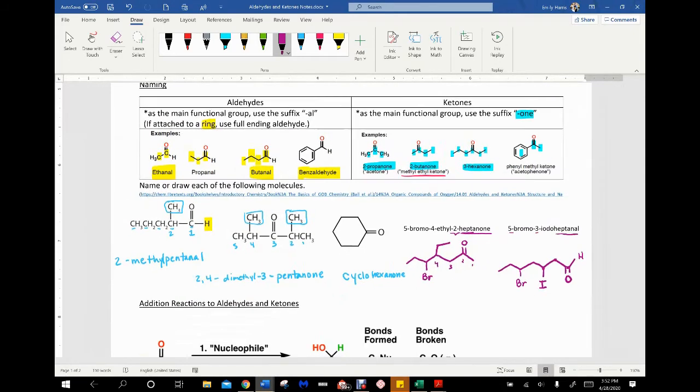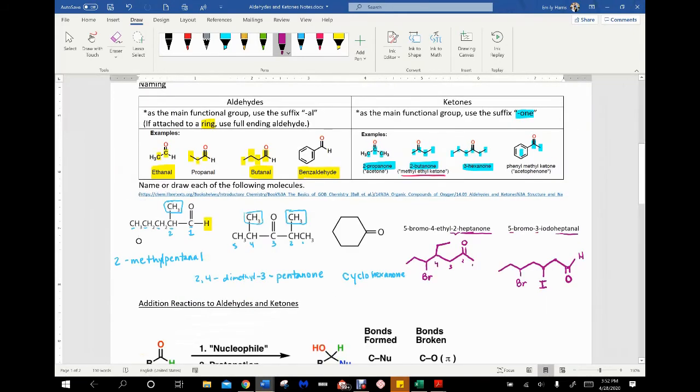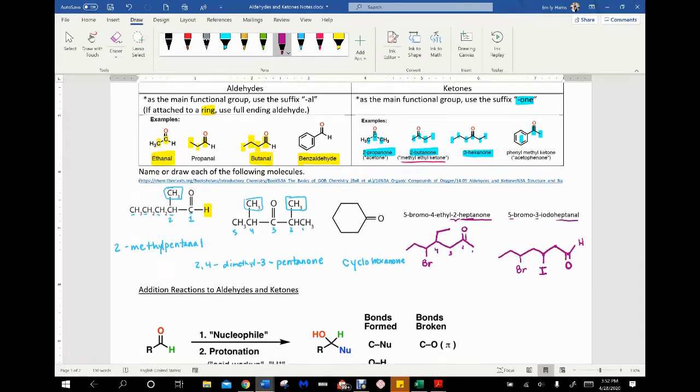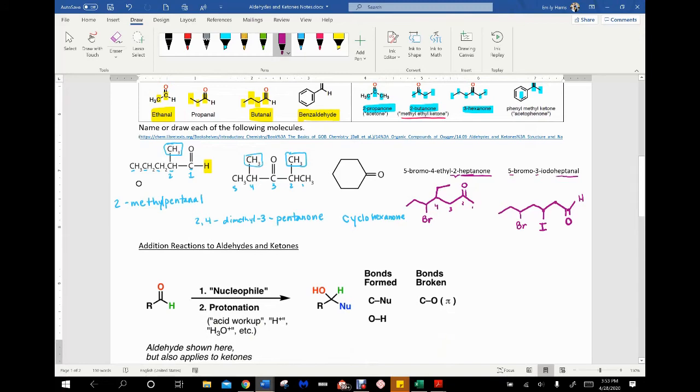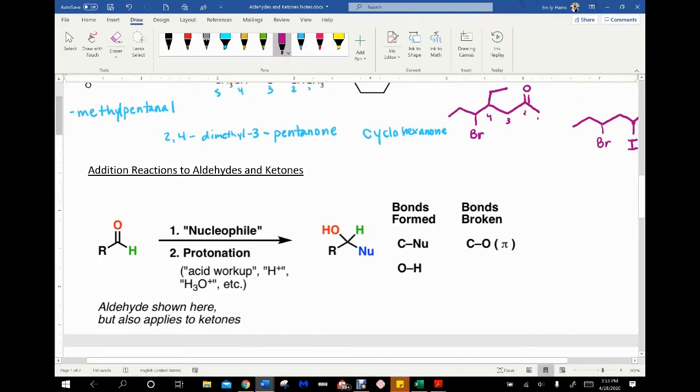So, that was our brief intro to naming and drawing. What we're going to take a look at for our reactions is some addition reactions to aldehydes and ketones. Typically these addition reactions occur in a 2-step pattern. One, you're going to have the attack of the nucleophile. And then you'll be doing a step called protonation, and that has to do with a proton, H+. Like it says, an aldehyde is shown here in the general example, but it also applies to ketones.